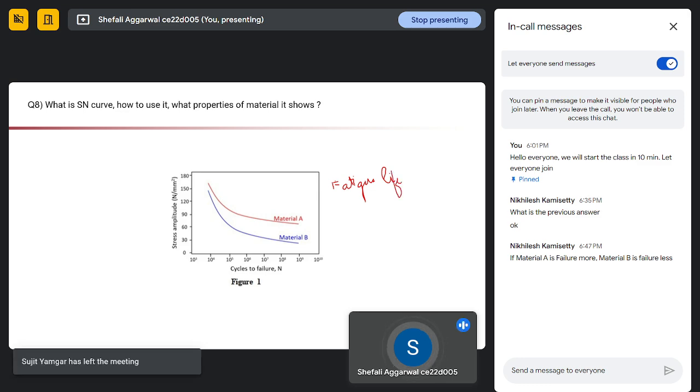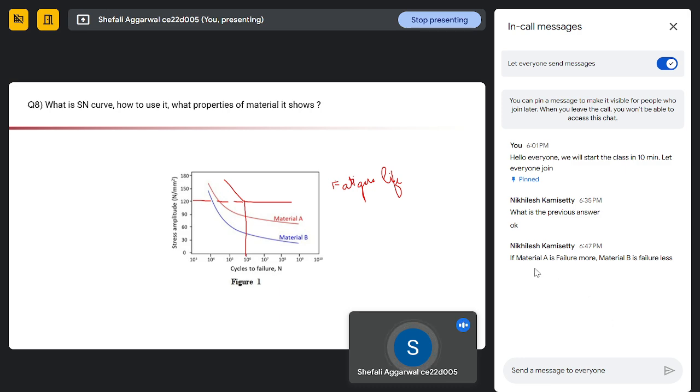Next thing is this point, at which the curve levels off like this, is called our endurance limit. The maximum stress it can take before failure is called our endurance limit, and this point, the maximum number of cycles at which it fails, is called the fatigue life.